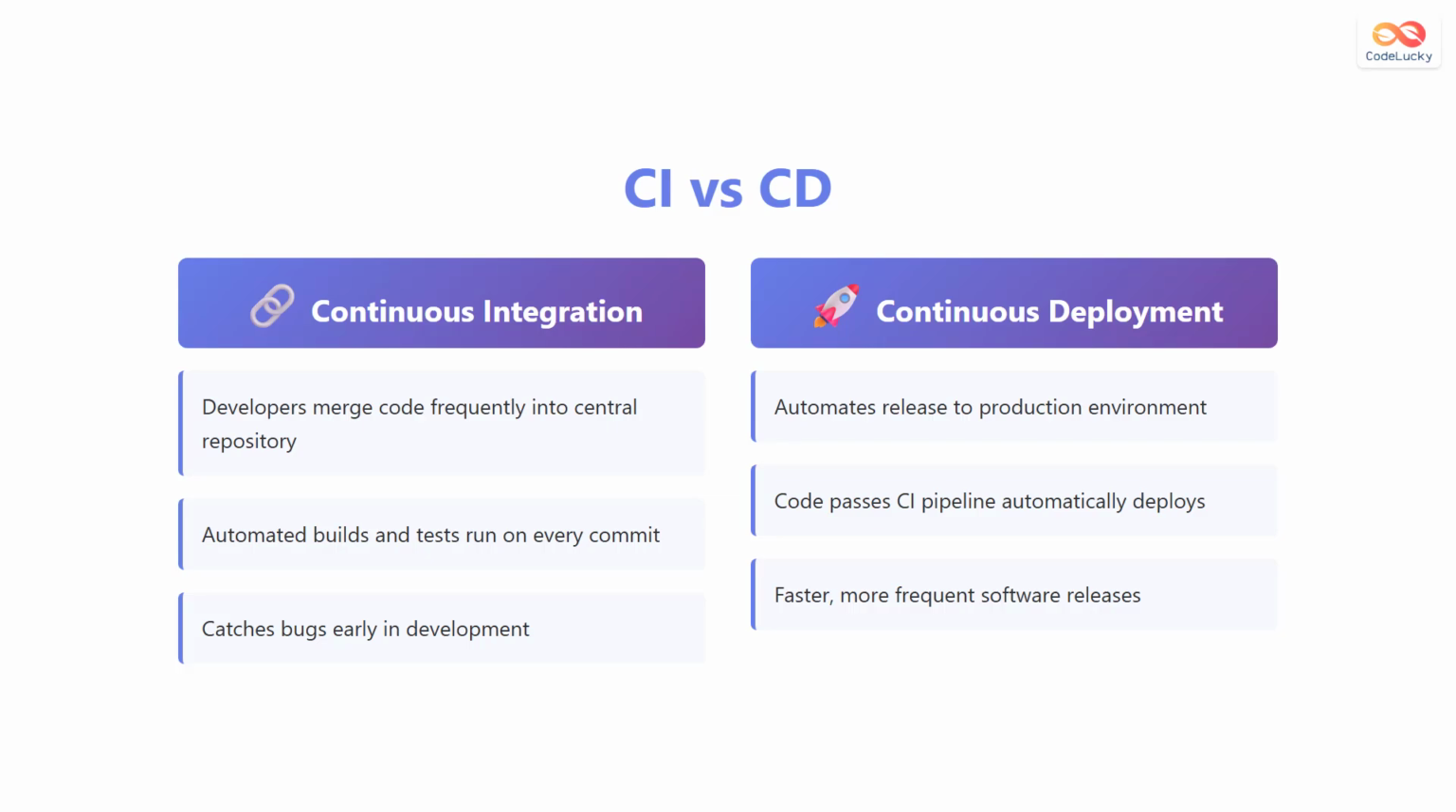While CI and CD are often mentioned together, they serve different purposes. Continuous integration, or CI, focuses on the development side. Developers merge their code frequently into a central repository, and automated builds and tests run on every commit. This catches bugs early in development. Continuous deployment, or CD, focuses on the release side. Once code passes all CI tests, it is automatically deployed to the production environment, enabling faster and more frequent releases.